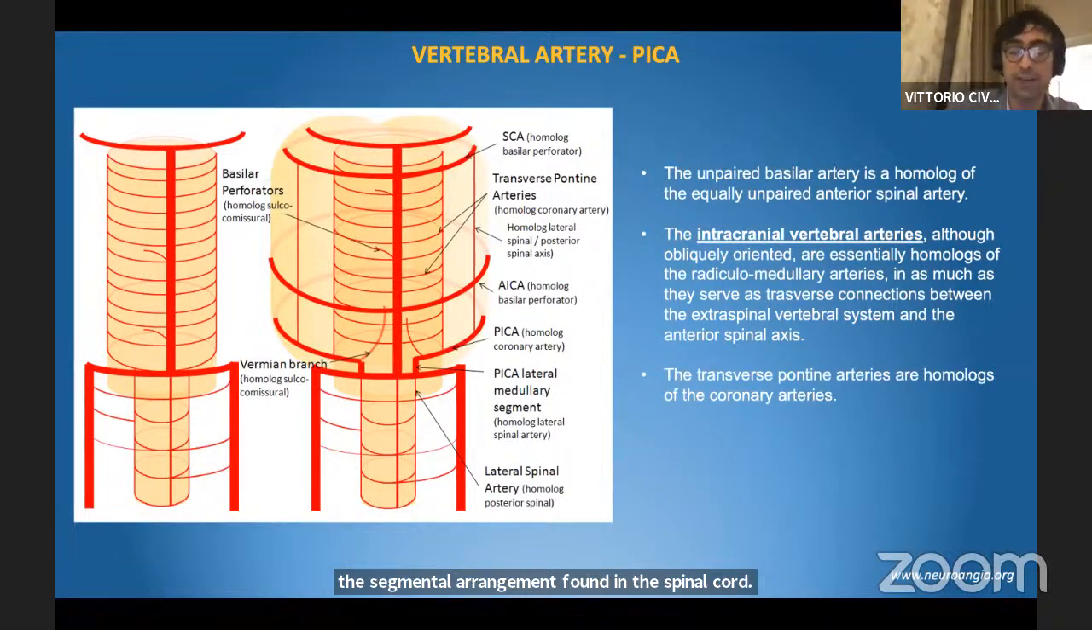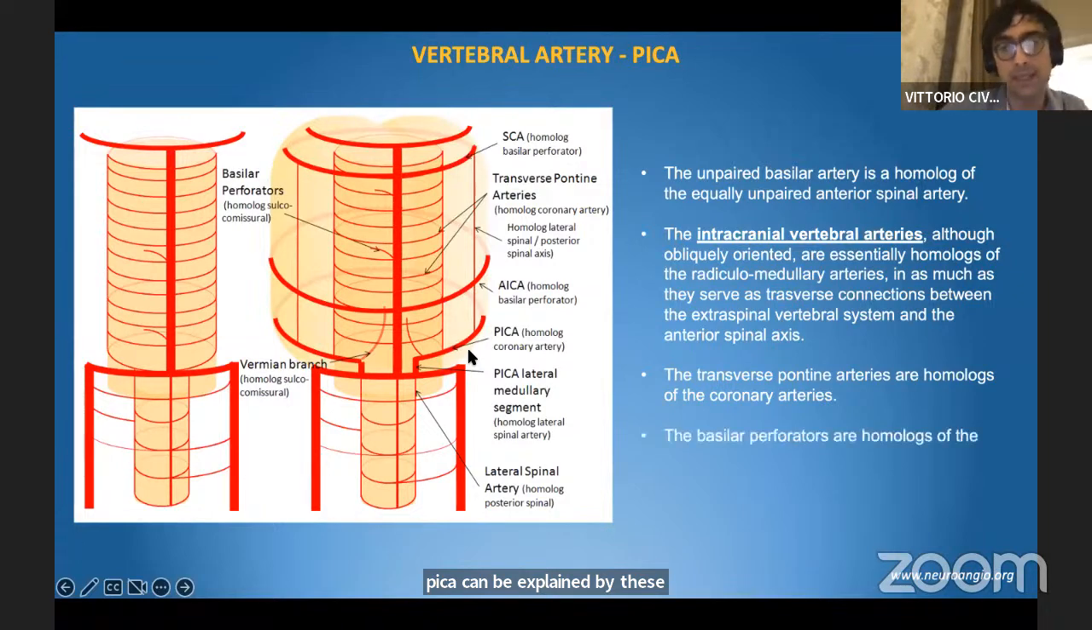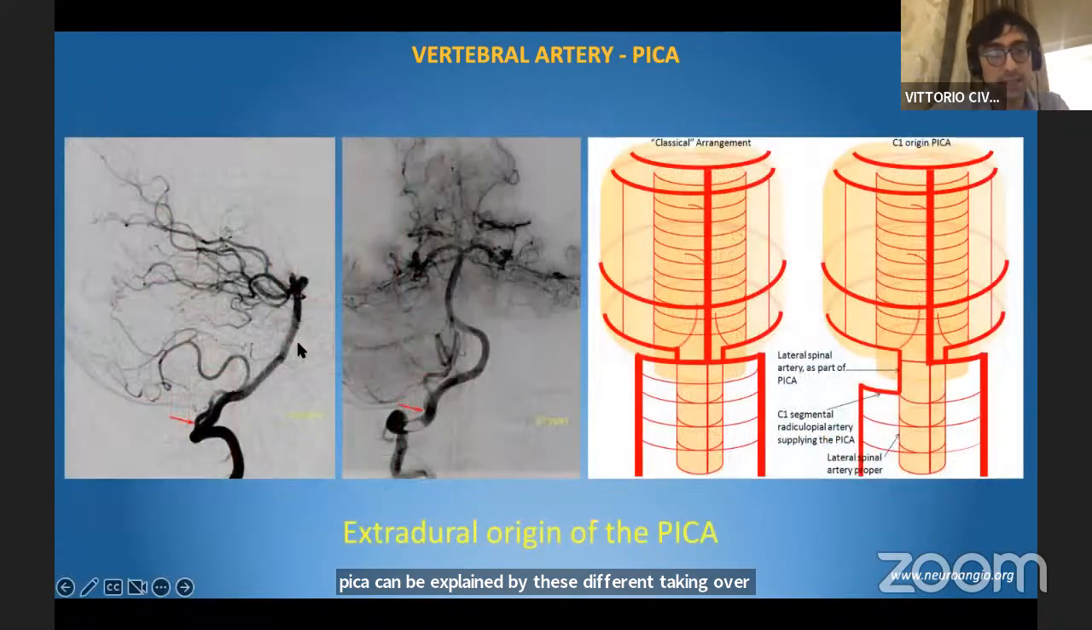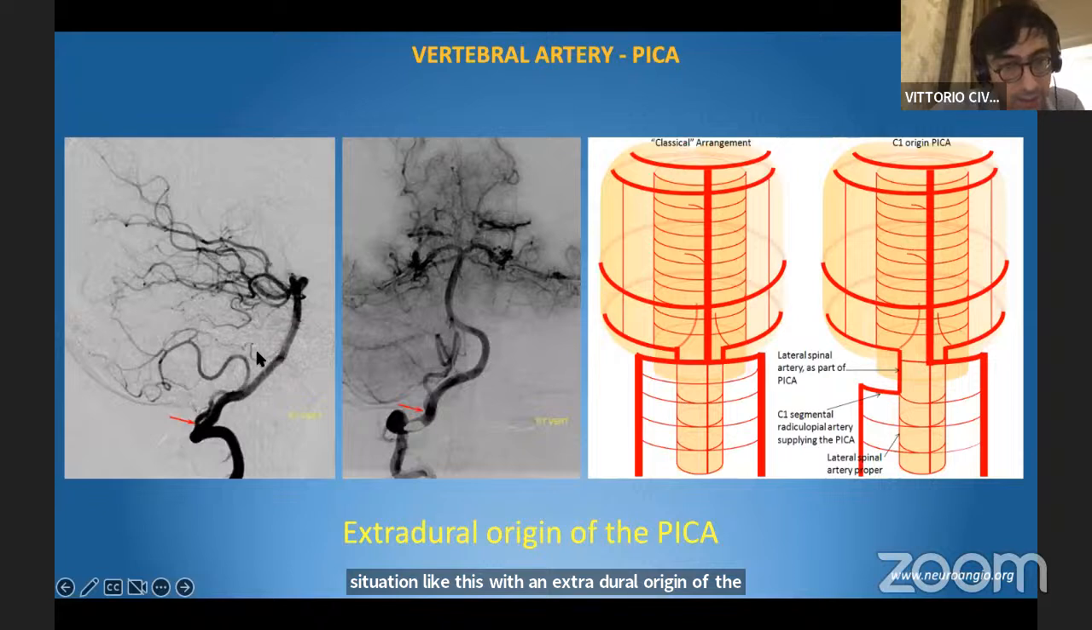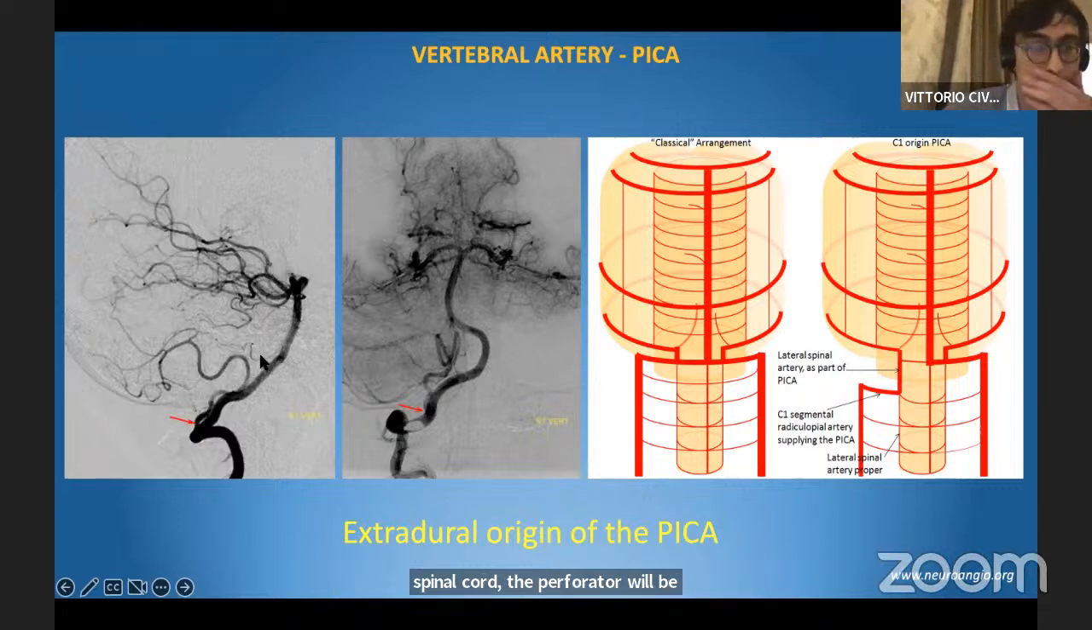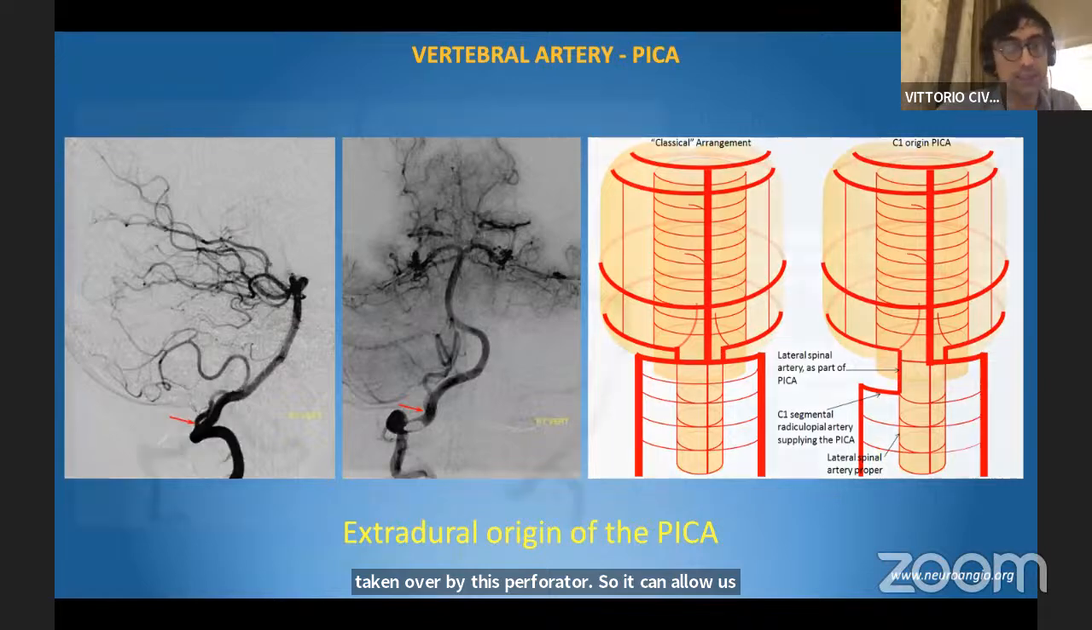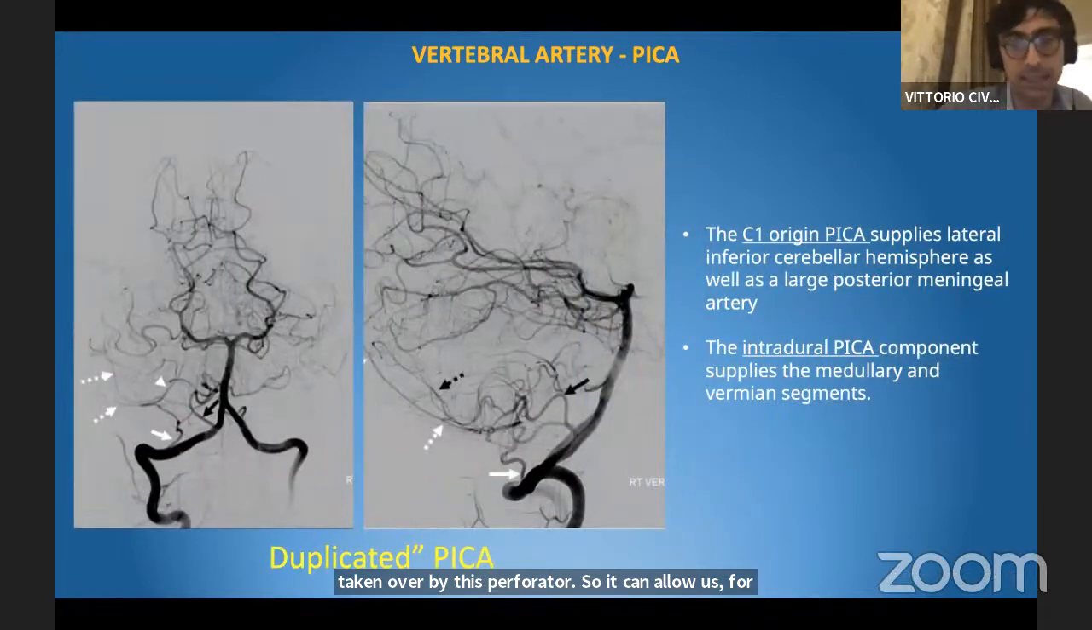The variations that are very common at the level of the PICA can be explained by these different takeovers during fetal life, and we can find ourselves in situations like this with an extradural origin of the PICA. But if we look very carefully, we can see a perforator at the level of the normal origin of the PICA. So the cortical part will be vascularized by the extradural, but the spinal cord part will be taken over by this perforator.